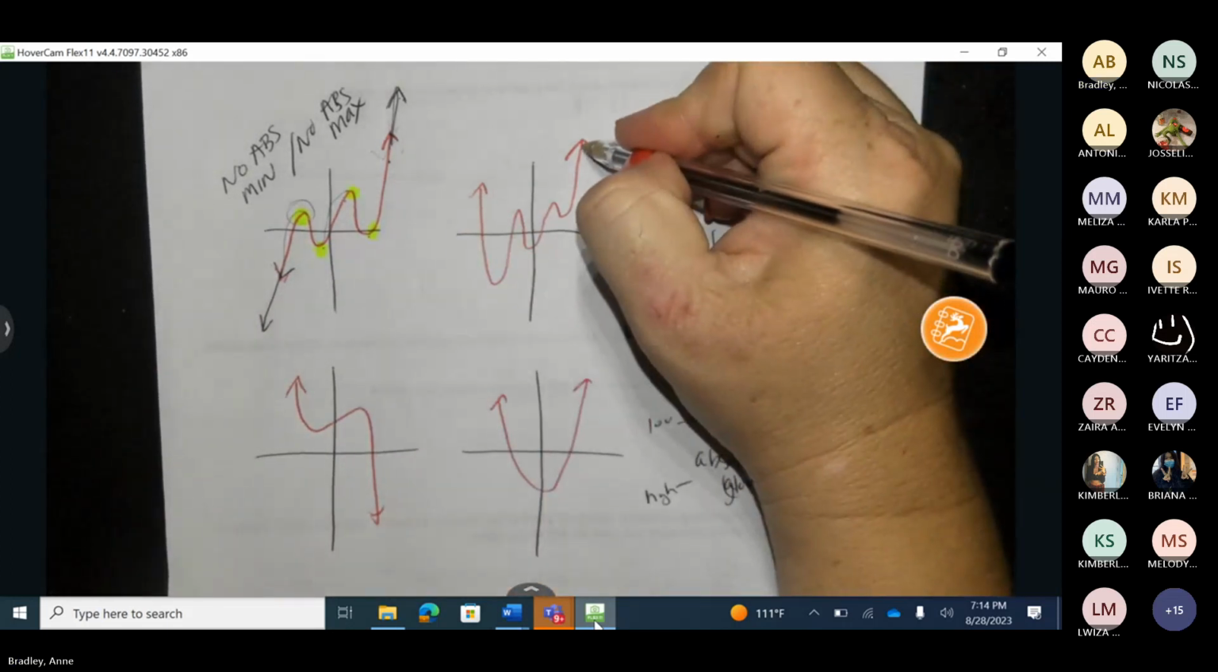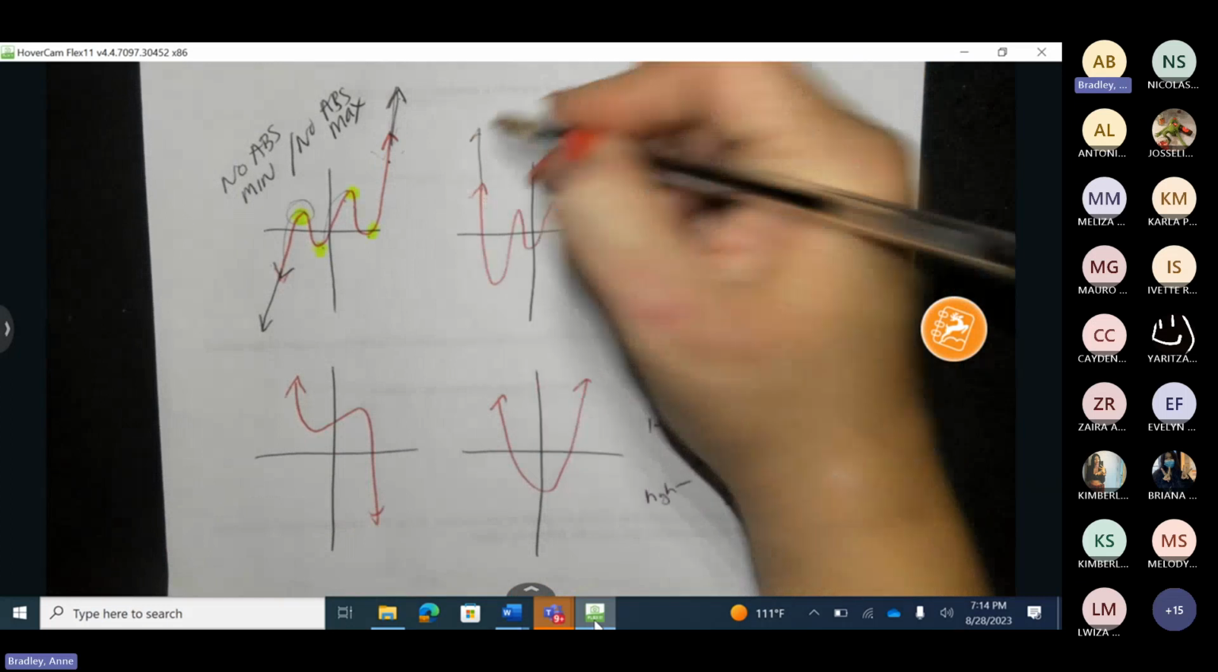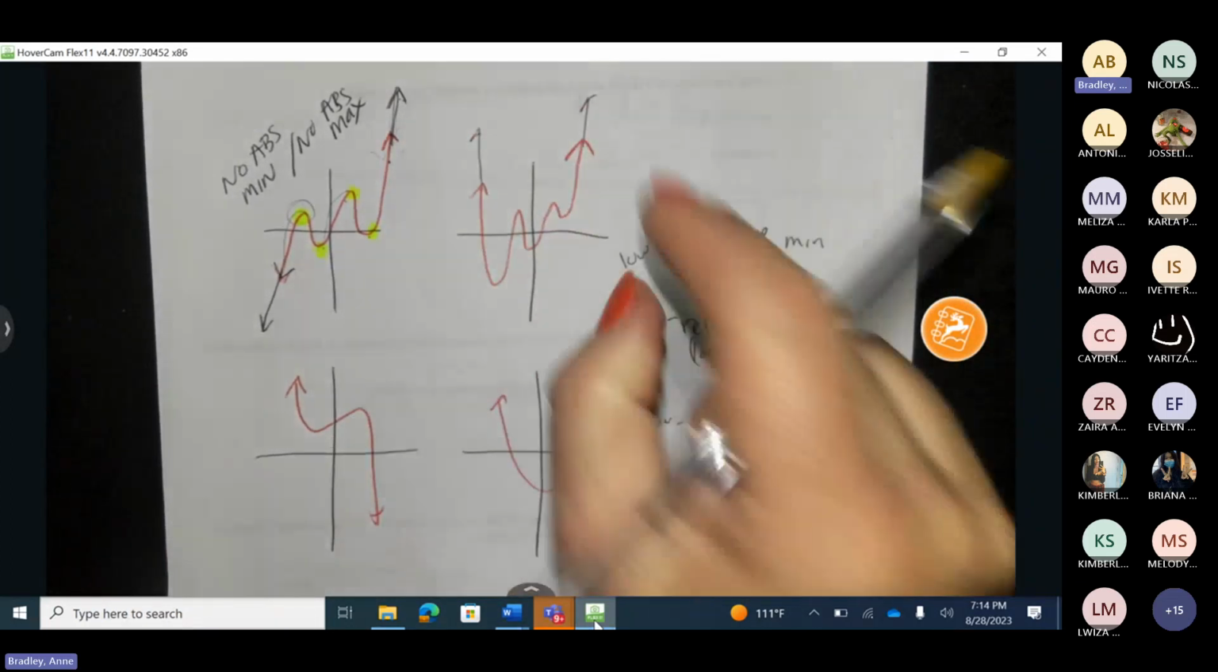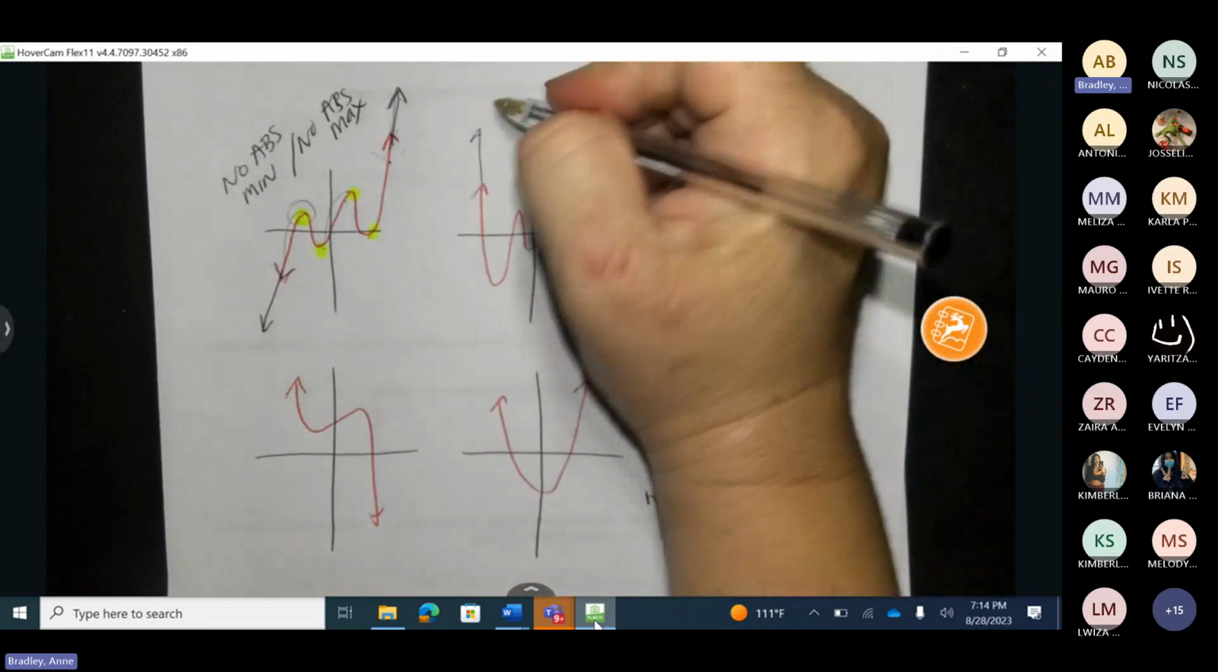Going over here. This particular graph does not have an absolute maximum for the same reason. It has arrows going up that never stop, so I can't pinpoint one and only one point that's highest.